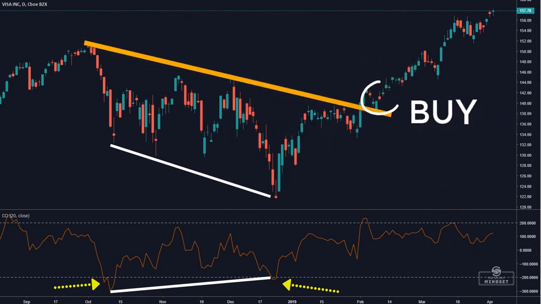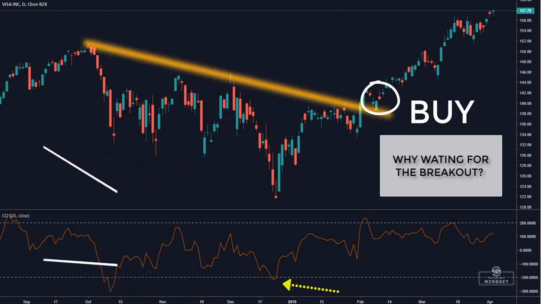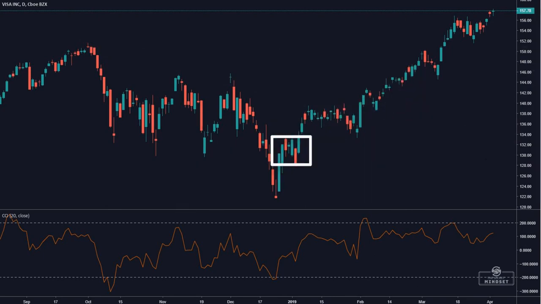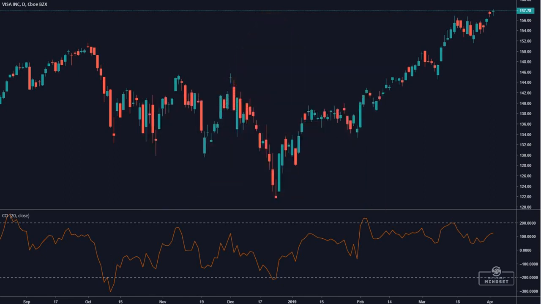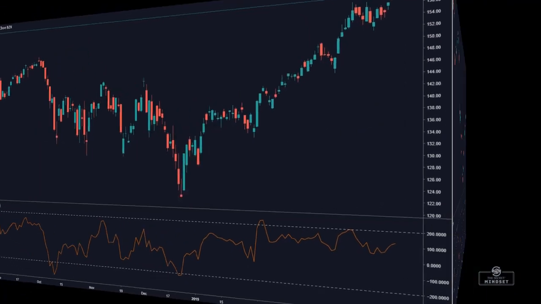You might wonder why we have to wait for the breakout to enter the market. In this example, we could have entered way sooner and obtained bigger profits. But you see, this was a fortunate case, because many times the market decides to search for lower lows and go for the third time or the fourth time in oversold area. By waiting for the trendline breakout, we protect our capital and increase our chances for a true momentum shift.